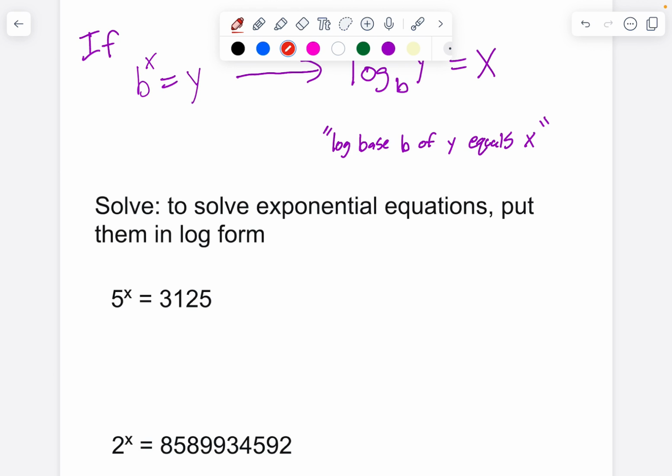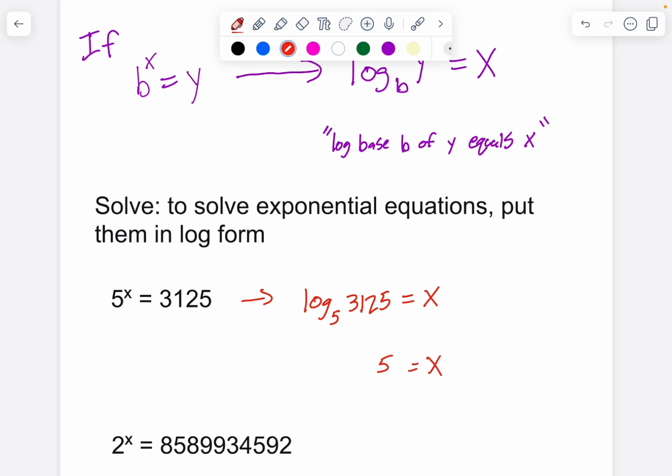5 to which power is 3,125? Well, if we put this in log form, we would have log with a base of 5. The base of the logarithm will always be the base of the exponent. 3,125 is equal to whatever is in our exponent, which in this case is x. So this is going to require calculator work. We're going to press Control Log on our TI Inspire, base of 5, 3,125. We press Enter, and we get a nice clean number, x is equal to 5.